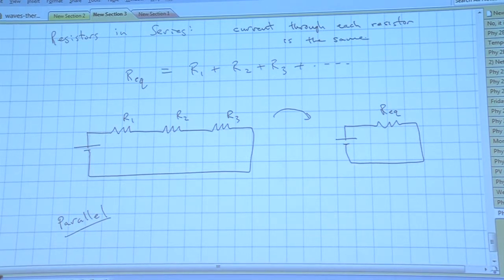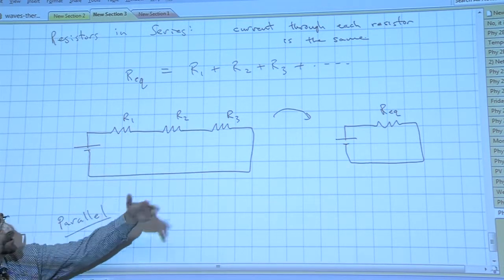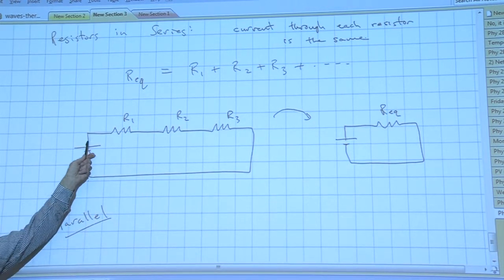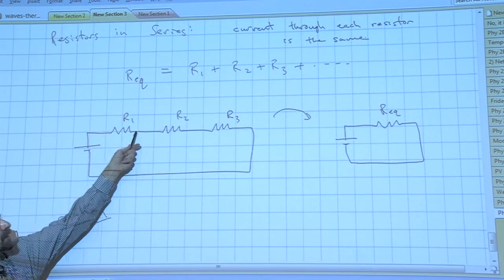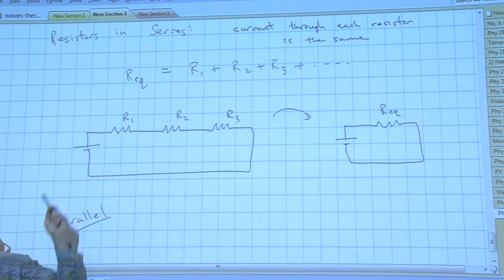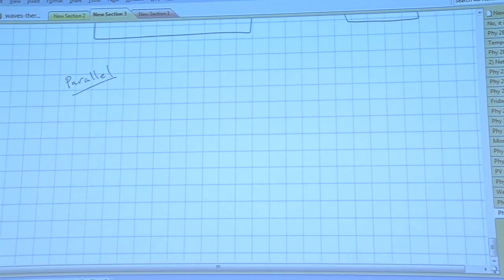You see that? Because there are no junctions. There are no forks in the road. All the current that comes out of the battery, it has no choice. It has to go through the first resistor, the second, the third, and then back to the negative terminal of our battery. It has no choice. Okay, so the current through each one of those is going to be the same. They are in series. In parallel, we usually draw it like this.